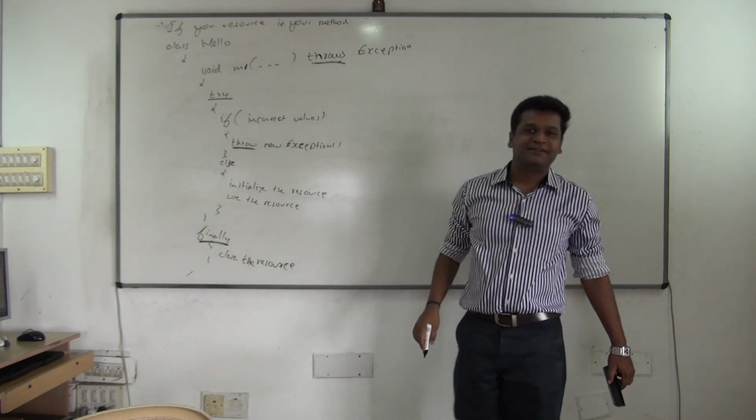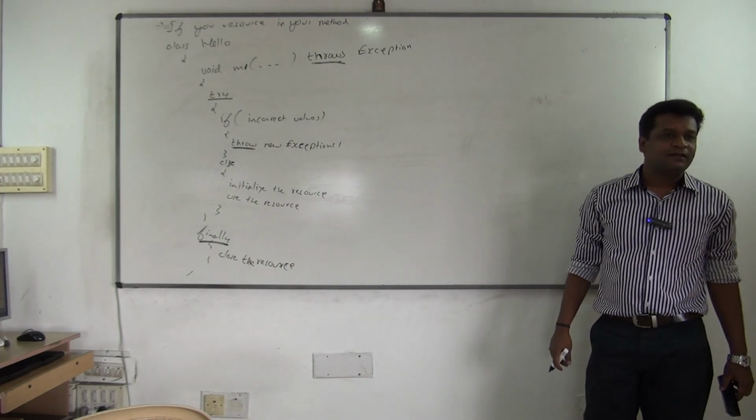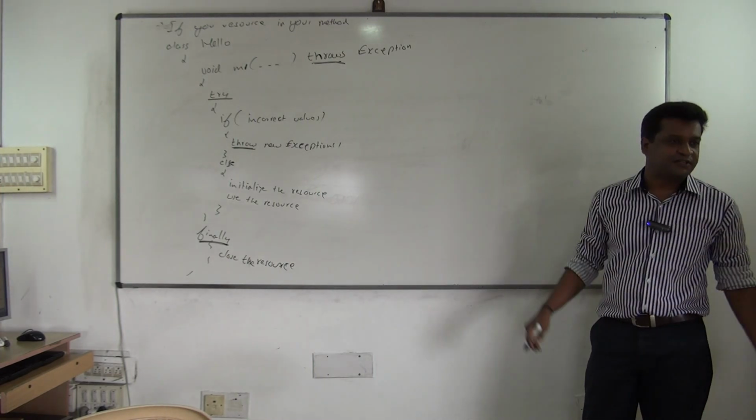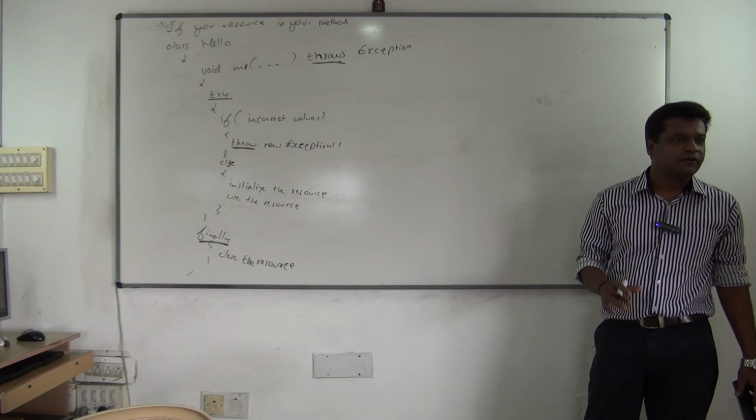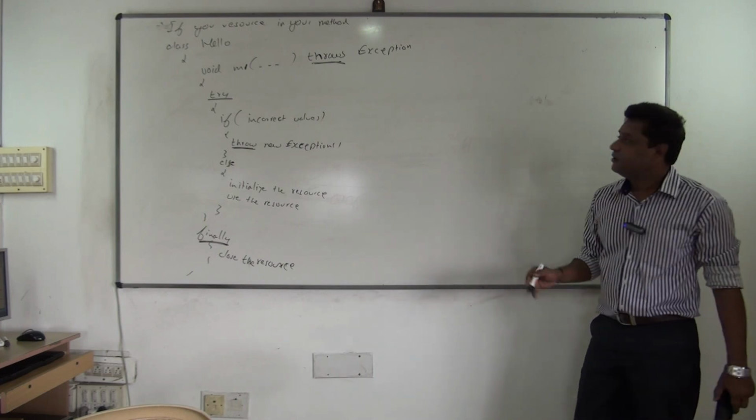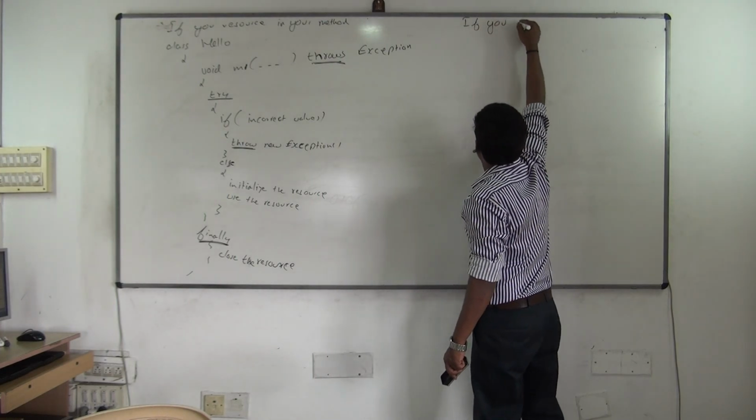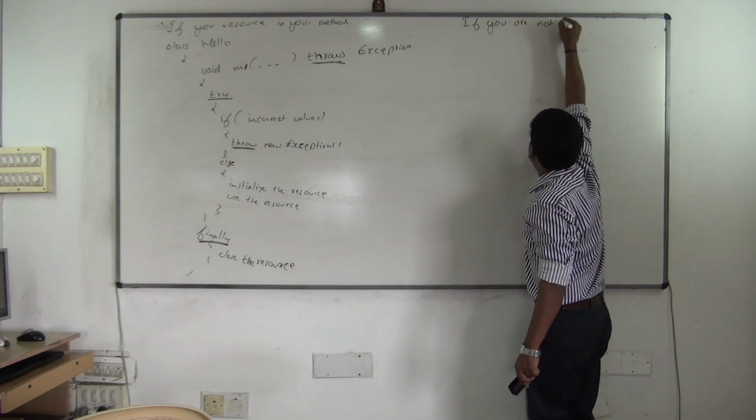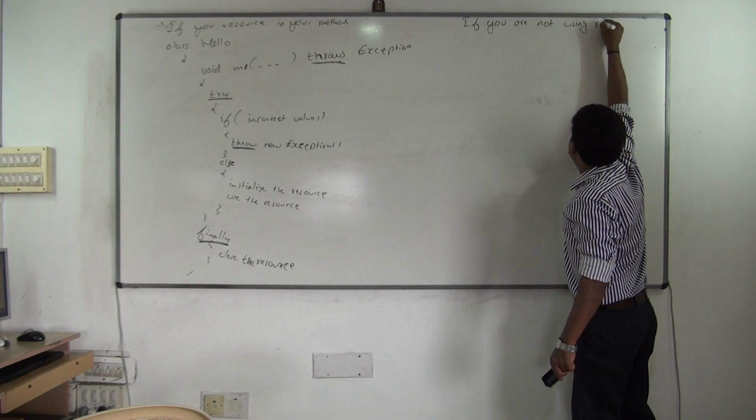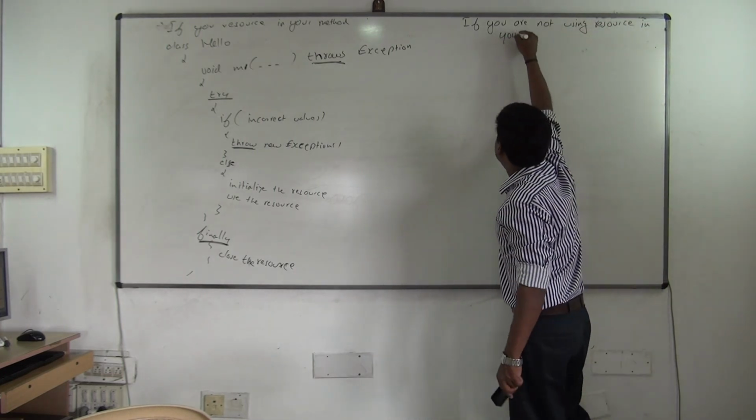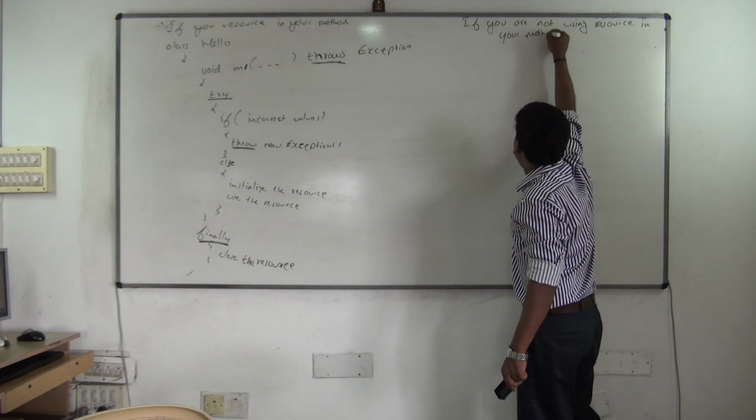So throws. Understood? So when in a method you write like this, in the caller you will write what? Try, catch. Catch will generally be written in the caller. This is with resource. But sometimes you are not using a resource in your method, so how will you write your class or your method?